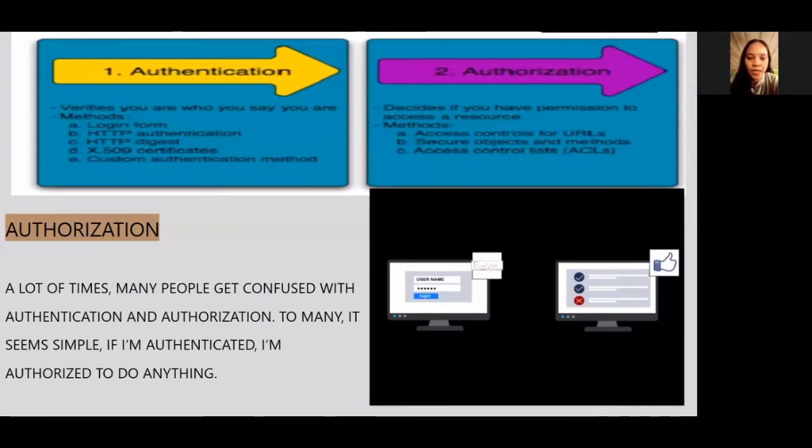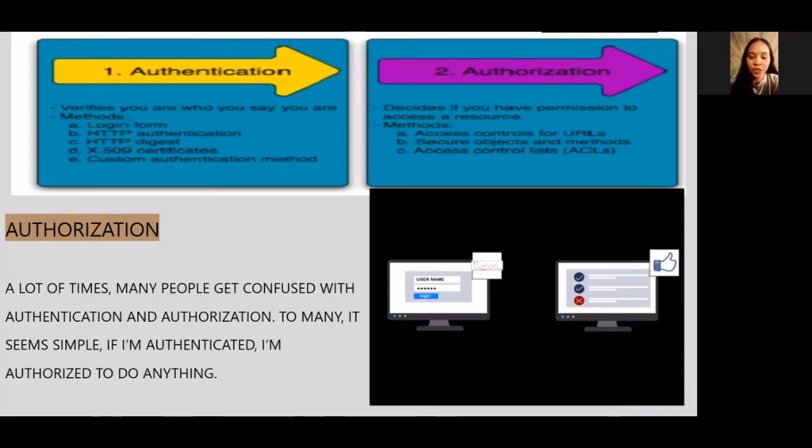Authorization. A lot of times, many people get confused between authentication and authorization. Authentication proves that your credential exists in the system. You have successfully proved the identity you are claiming.